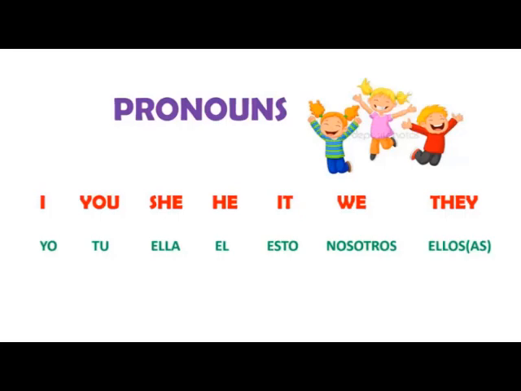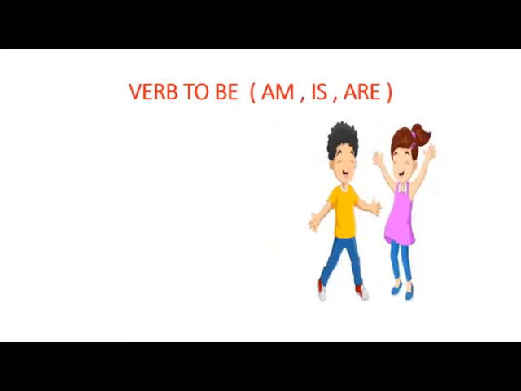Let's go to the verb to be. The verb to be. They are three, right? Ellos son tres. Am, is, are. And what is the meaning of these words? ¿Y cuál sería el significado de estas palabras? Recordemos que ellas tres tienen el mismo significado. Ser o estar. Am, is, are. They are going to be conjugated with the pronouns. Ahora ellas van a conjugarse con los pronombres. Let's see.